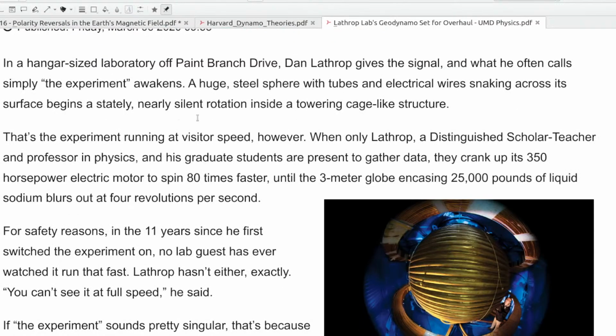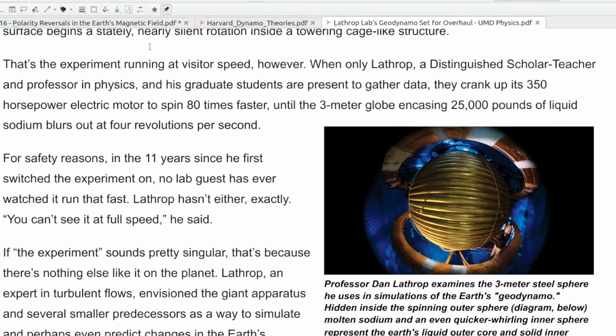In a hangar-sized laboratory off Paint Branch Drive, Dan Lathrop gives the signal, and what he often calls simply the experiment awakens. A huge steel sphere with tubes and electrical wires snaking across its surface begins a stately, nearly silent rotation inside a towering cage-like structure. That's the experiment running at visitor speed, however.